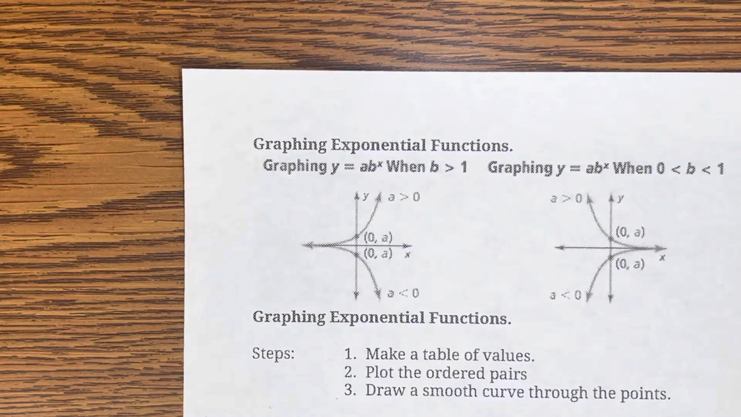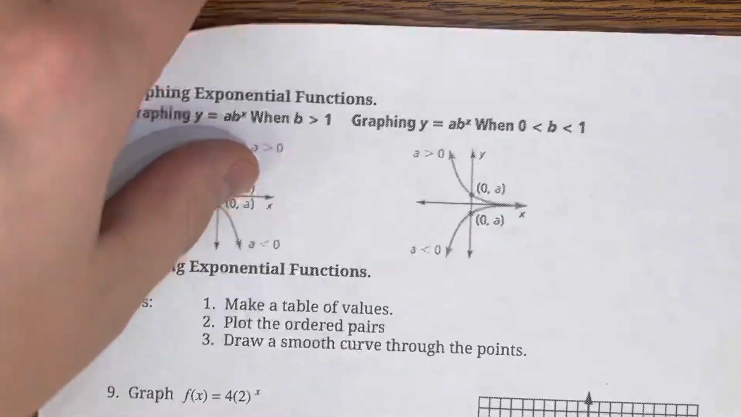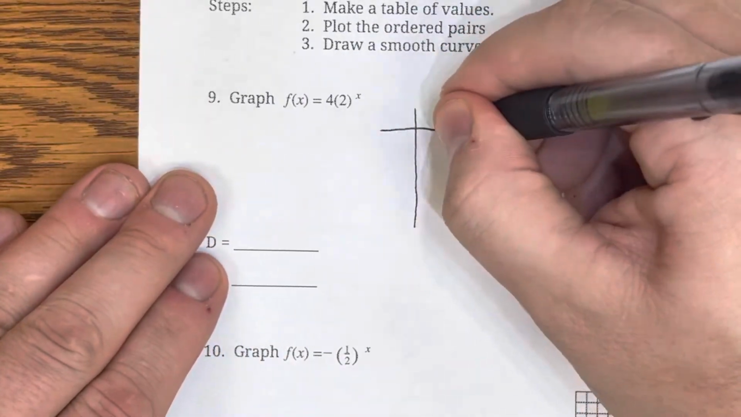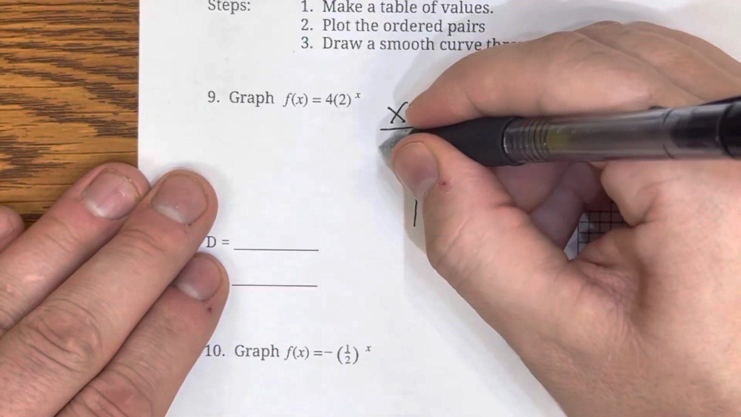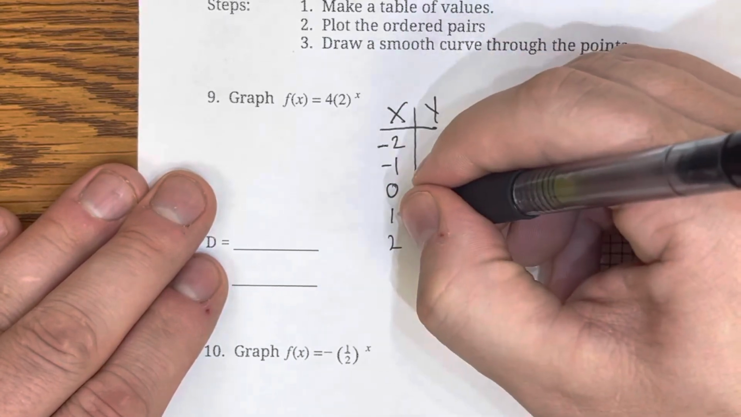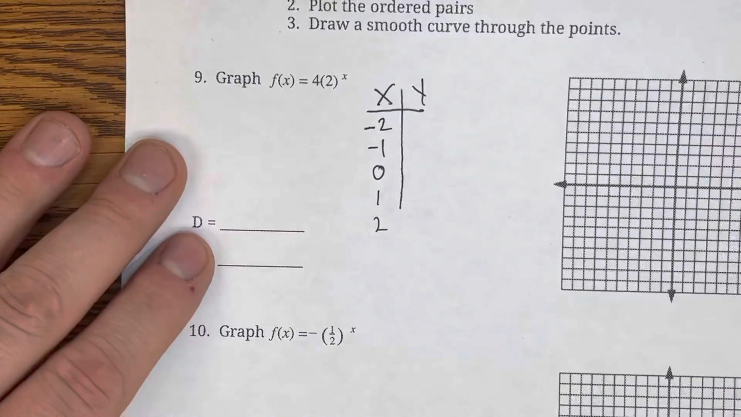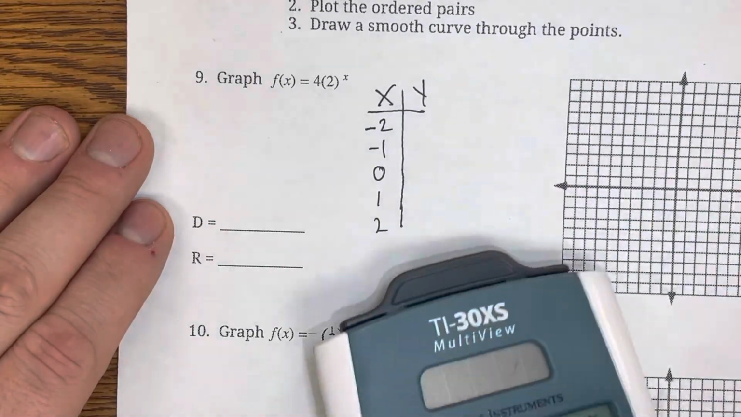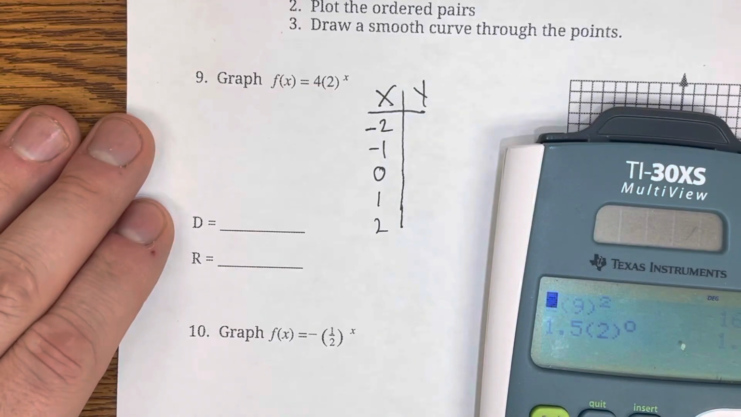So when we graph these, what we're going to have to do is make a table. And for our table, here's the numbers we're always going to pick for x. Okay, so we make an xy chart. X, y. We're going to do -2, -1, 0, 1, and 2. We have to do a couple negatives and a couple positives. So those are the values that we'll pick every single time.